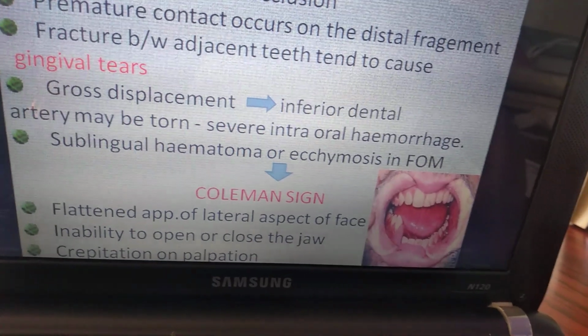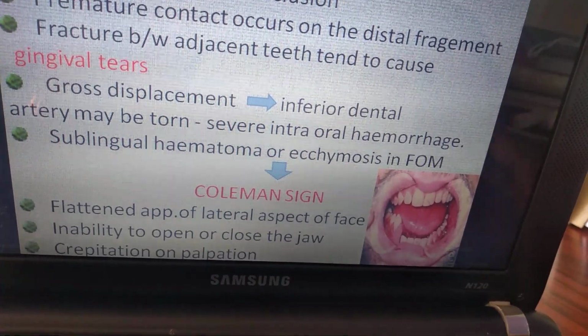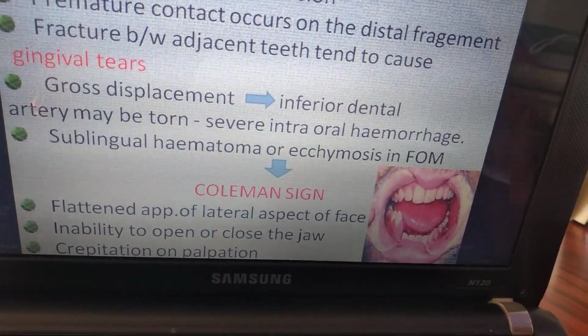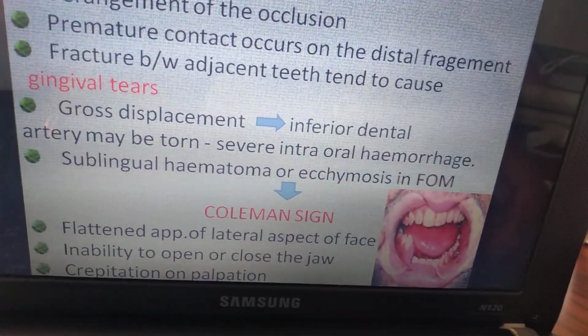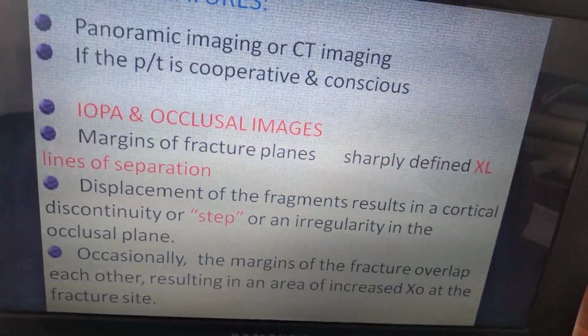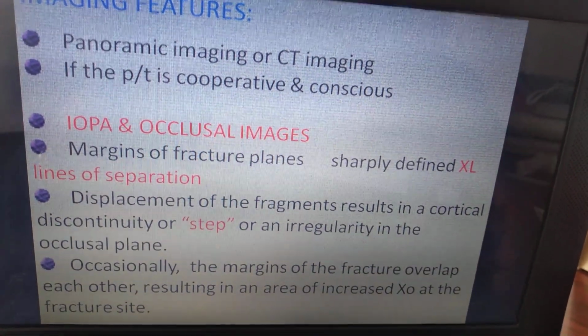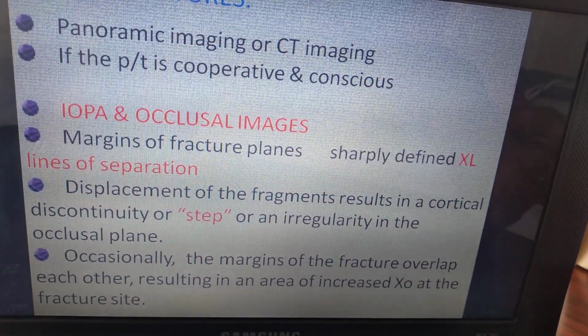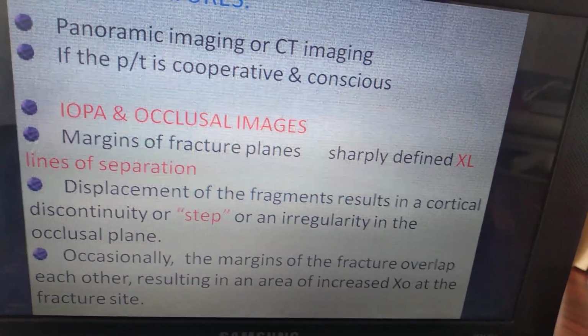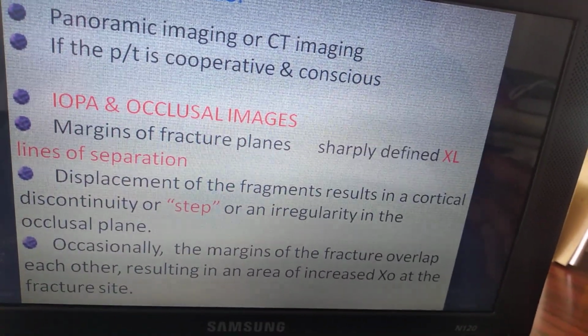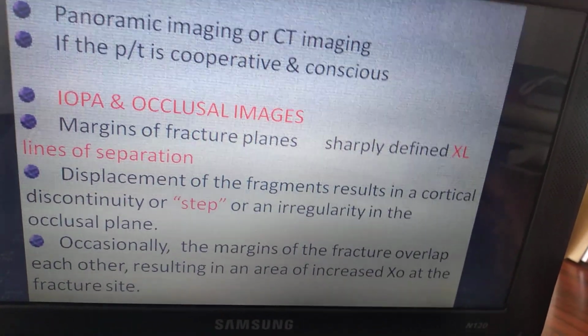Next, flattened appearance of the lateral aspect of the face and inability to open or close the jaw, and crepitation on palpation. Imaging features: panoramic imaging or CT imaging if the patient is cooperative and conscious. IOPA and occlusal images are also taken.